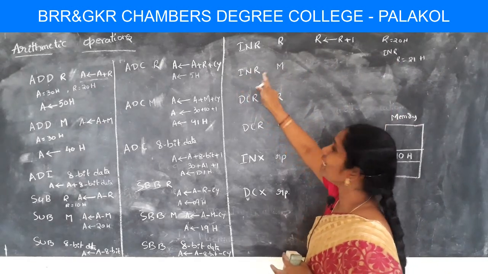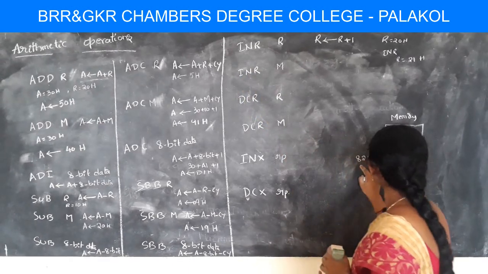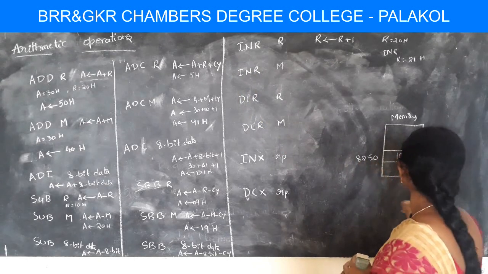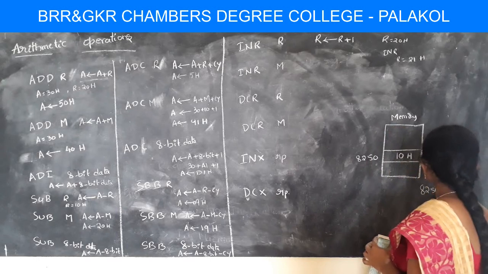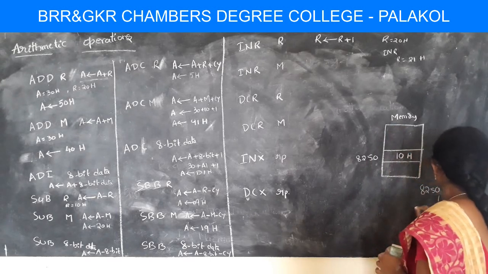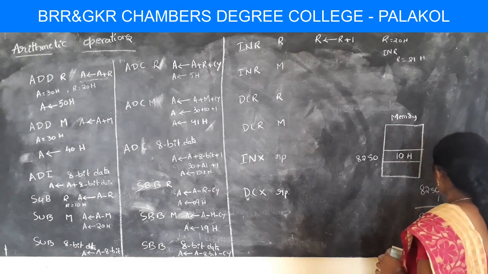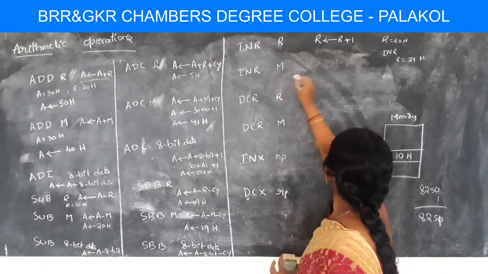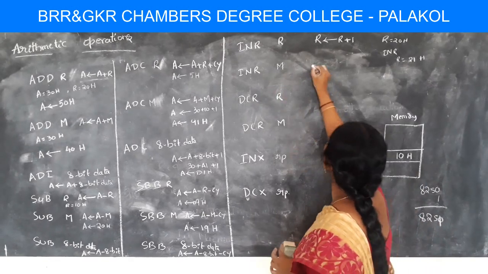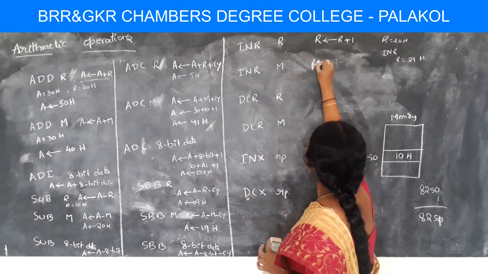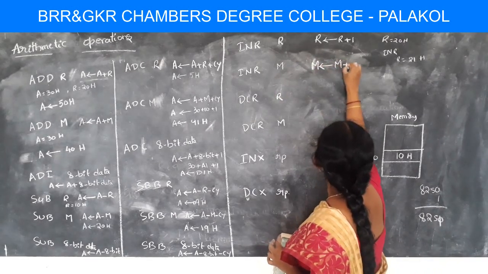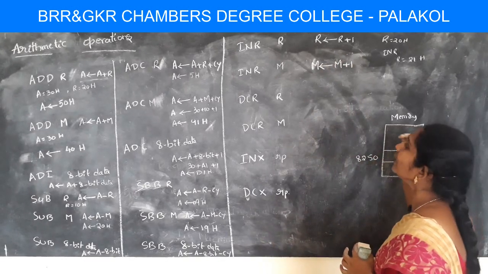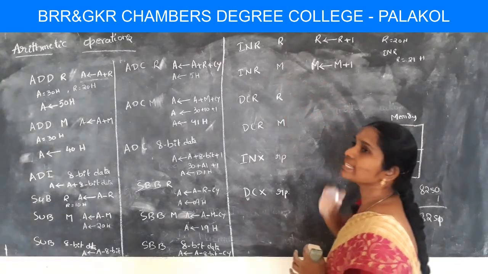And also increment memory. For example, here the memory location is 8250. Incrementing, that means add 1. So the address location of this memory is 8251. This is the meaning of this instruction. That means M tends to M plus 1. So what is happening? The address location is incrementing by 1. That is the meaning of this instruction.